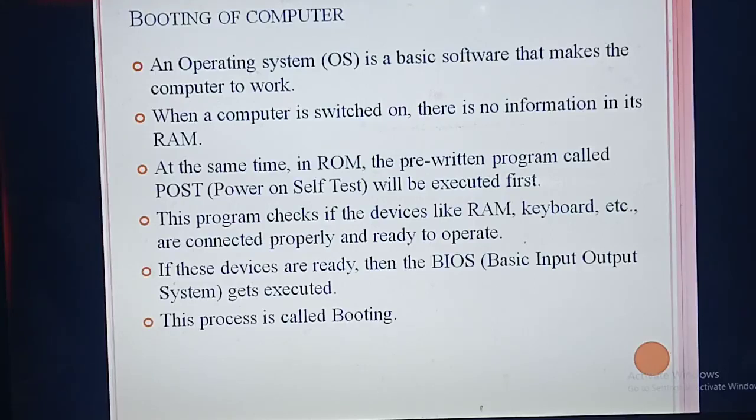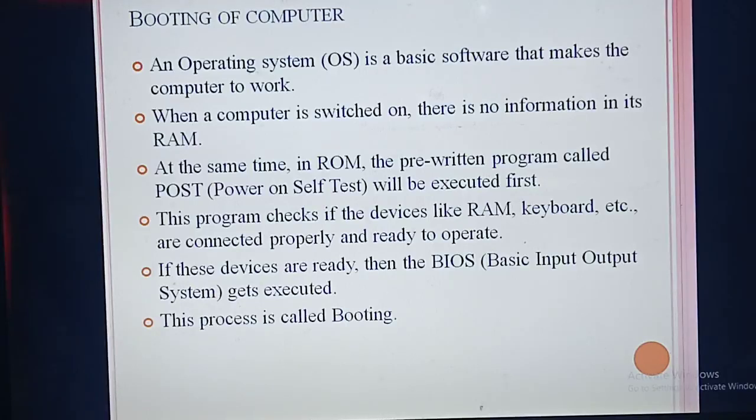Understood? So this process we are calling BIOS, basic input output system. Understood what's the meaning of BIOS? When you switch on the computer, the program, bootstrap loader, will check whether all the devices are connected to the system properly. If they are connected properly, it will give information that yes, it is connected properly and ready to work. So this we call BIOS, basic input output system. And the entire process we call booting. Understood now what you mean by booting?